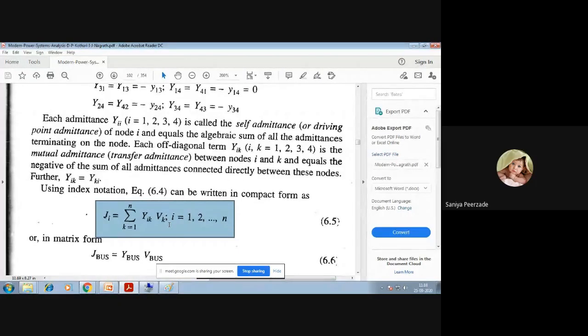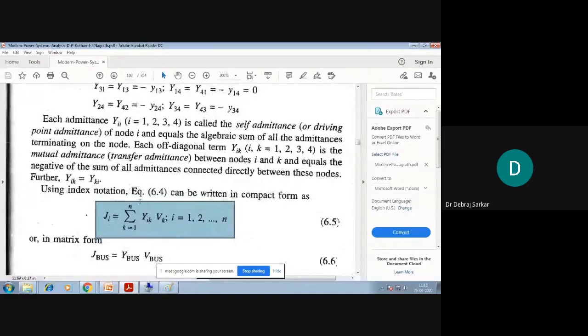The size of Y bus will be 100 cross 100, right? Then the size of V bus will be 100 cross 1, and J bus will also be 100 cross 1. You have to tell the size in the matrix format, how many in the row and how many in the column. Yes, very good.